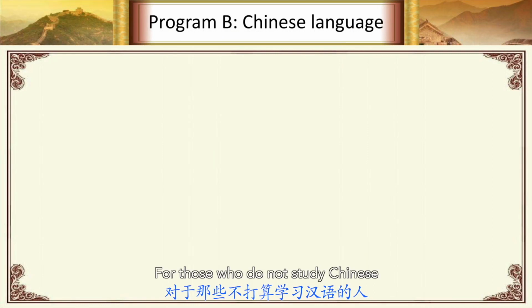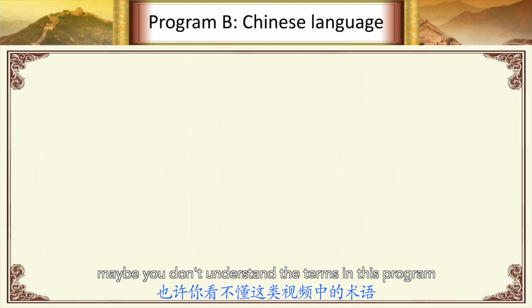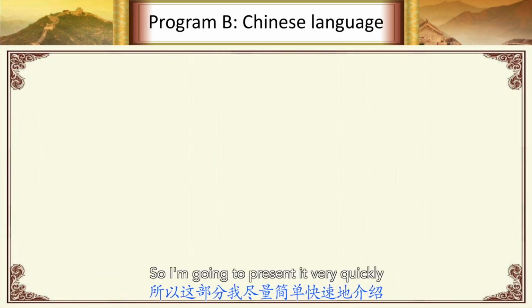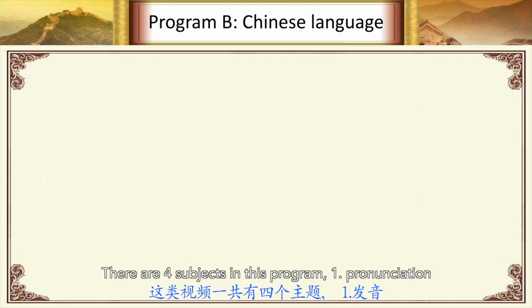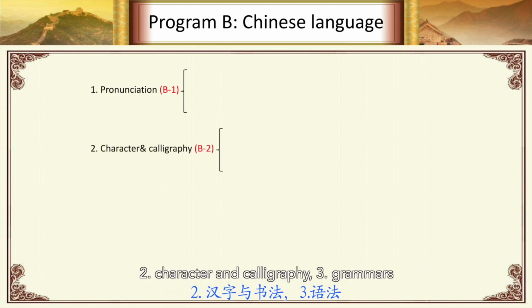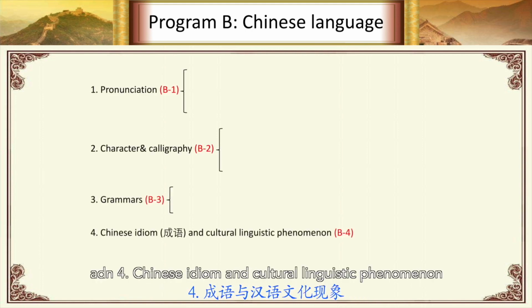For those who do not study Chinese, maybe you don't understand the terms in this program, so I'm going to present it very quickly. There are 4 subjects in this program. 1. Pronunciation. 2. Character and calligraphy. 3. Grammar. And 4. Chinese idiom and cultural linguistic phenomenon.